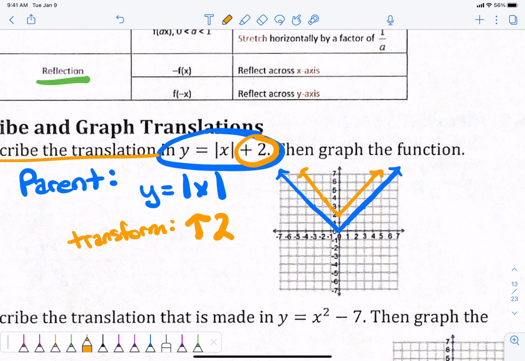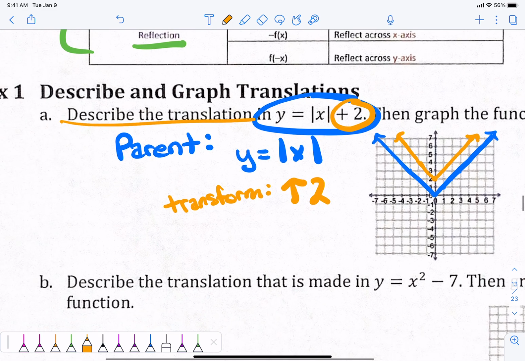Graph the function. Good? Do we have to graph the parent function? Now, on the homework assignment, you don't have to graph the parent function. I think it's helpful sometimes, but you don't have to. Make sense? You have to tell me what the transformation is. So up 2, that's what you need to do.